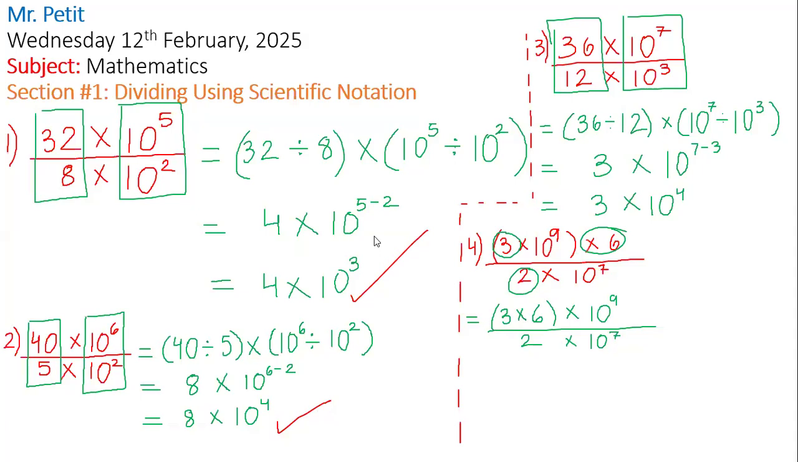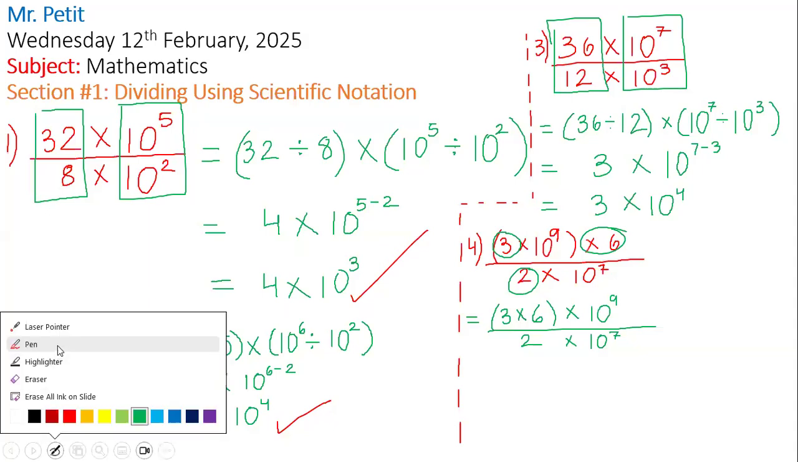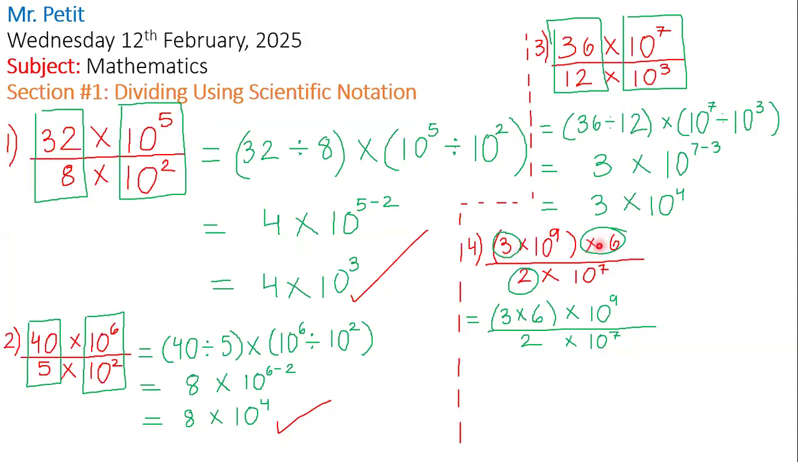No, you don't understand? Did you understand the first 3, Alara? I came in a little late. Oh, you came in a little late, okay. So what we did here is we grouped together the 3 and the 6 because they are constants, right? The 3 is grouped together with the 6 because 3 and 6 are constants, and also 2. So 3 and 6, we bring them together, put it all over 2. So 3 times 6, we have that there all over 2. And we have 10 to the 9 all over 10 to the 7.